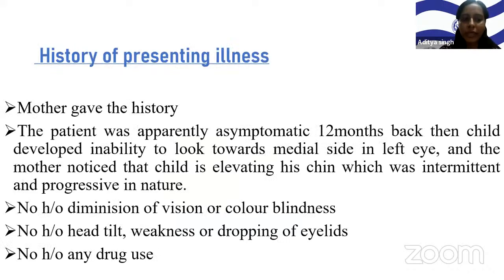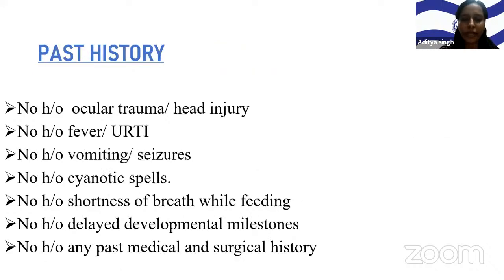Mother gave the history. Patient was apparently asymptomatic 12 months back, then developed inability to look towards the medial side in the left eye, and the mother also noticed the child is elevating his chin, which was intermittent and progressive in nature. No history of diminution of vision or color blindness. No history of head tilt, weakness or drooping of eyelid. No history of any drugs.